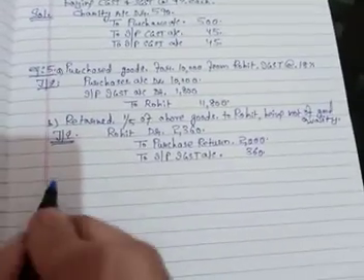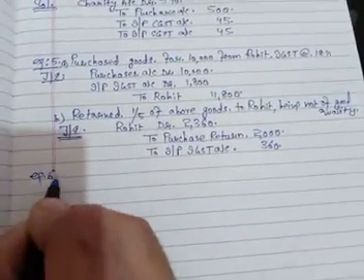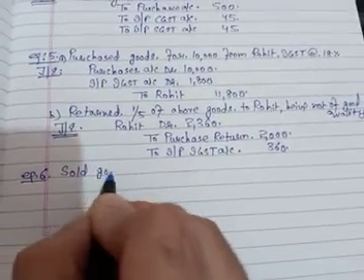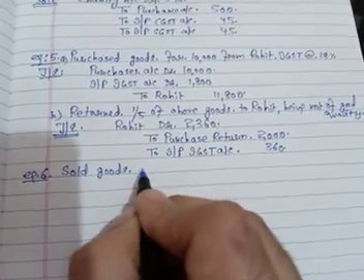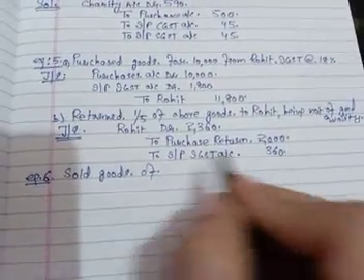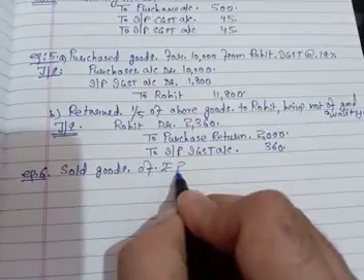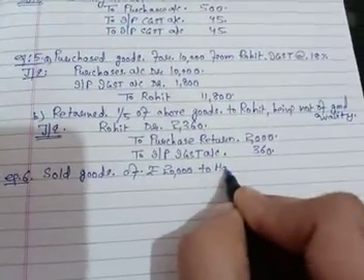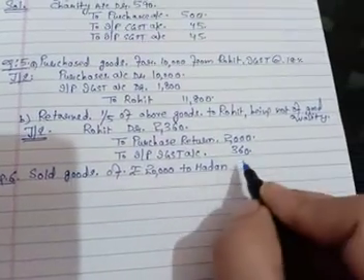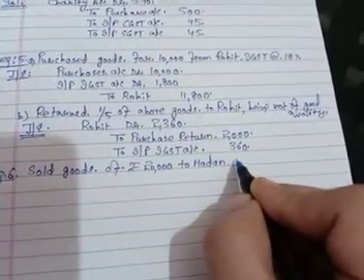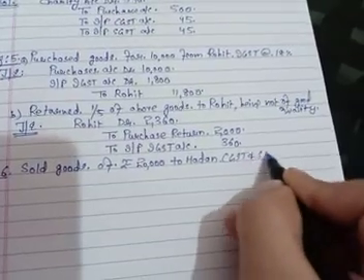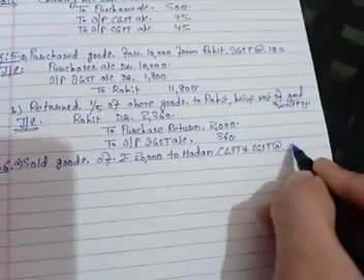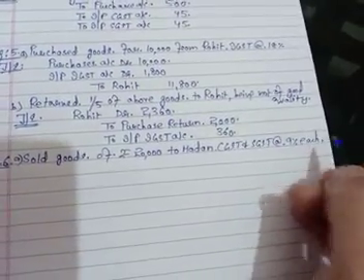Let's take another example. Example number 6. Sold goods of rupees 20,000 to Madan. CGST and SGST. This is A part. CGST and SGST at the rate of 9% each.